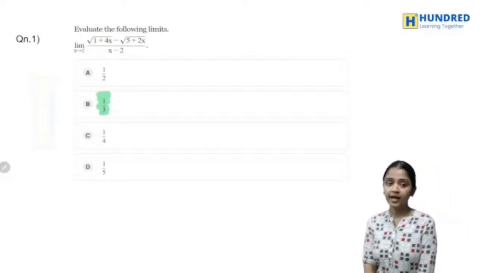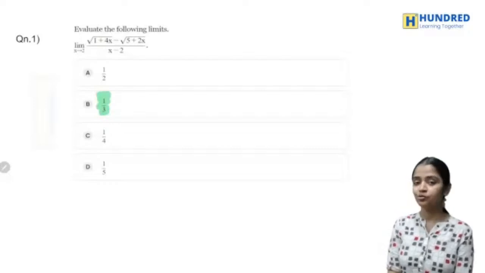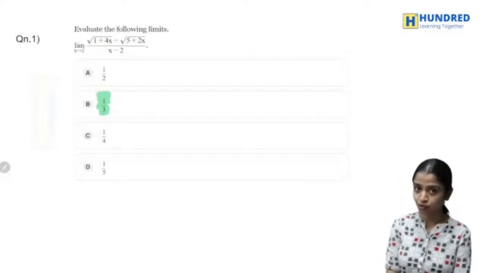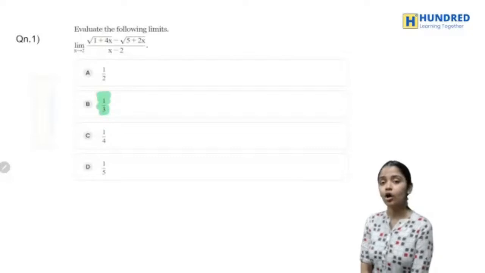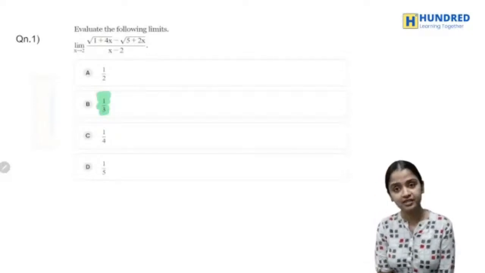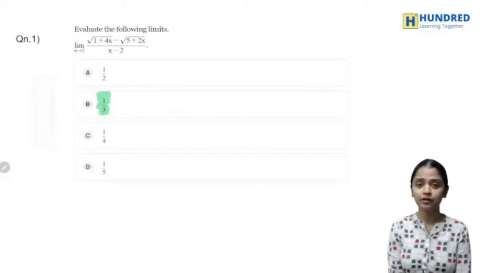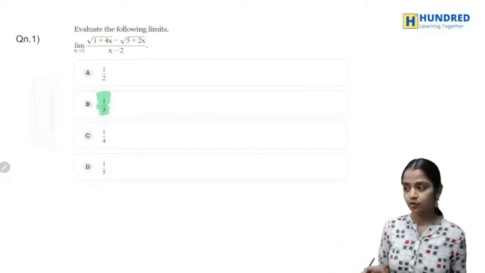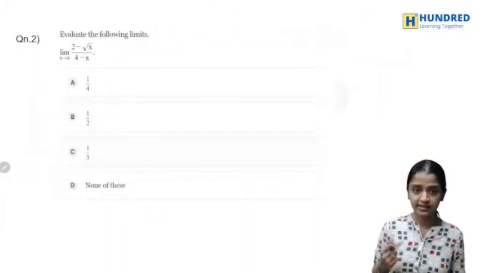Basically, I'll give you just one tip: when you're having a root, do not use L'Hospital, except in rare cases. If you have a root and you use L'Hospital rule, you have to differentiate, and then it will take a longer process. For that, you can use rationalization. So for square root, or any root, prefer rationalization over L'Hospital rule. Okay. Now, let's go to the next one.